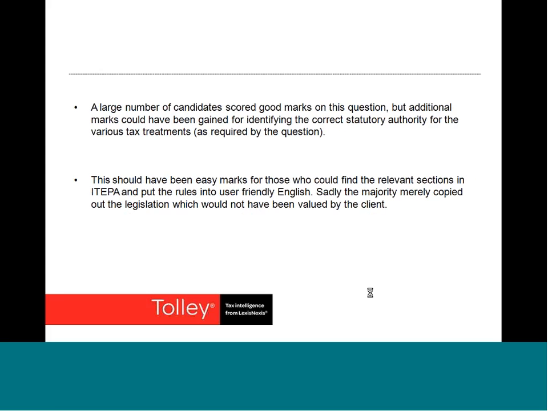"A large number of candidates scored good marks on this question, but marks could have been gained for identifying the correct statutory authority for the various tax treatments as required by the question. If the question asks you to say what the section number is, then please do try and mention as many section numbers as you can. This should have been easy marks for those who could find the relevant sections in the TIPA and put the rules into user-friendly English. Sadly, the majority merely copied out the legislation, which would not have been valued by the client, because, of course, it's too technical for a client. The client wants it in a language that they can understand."